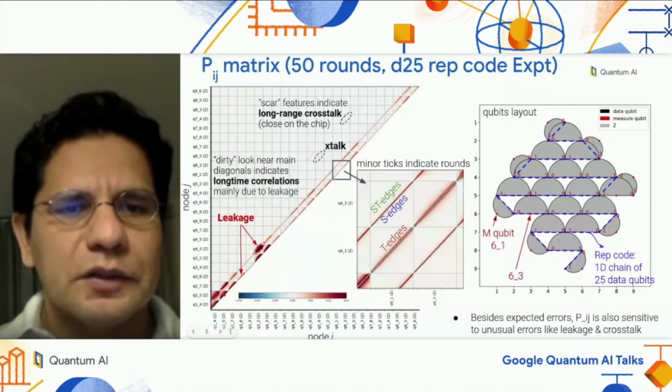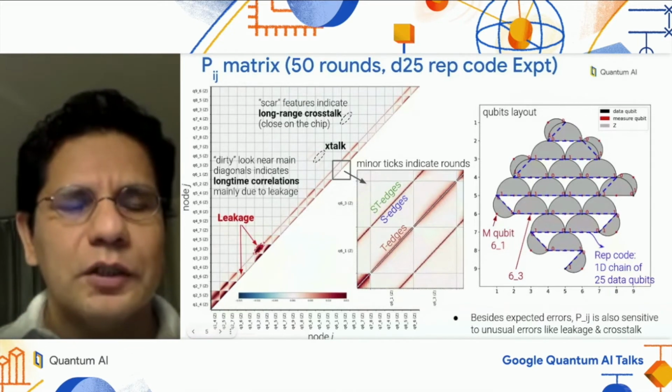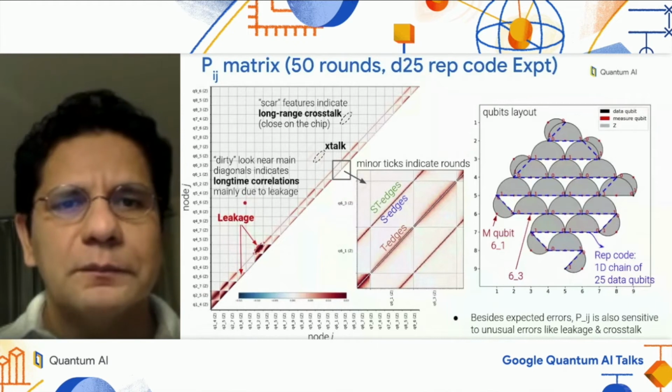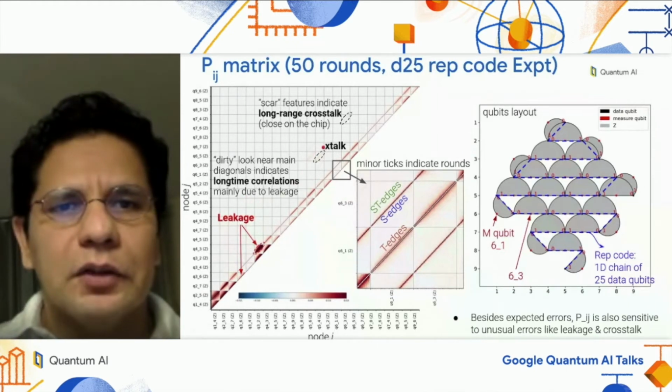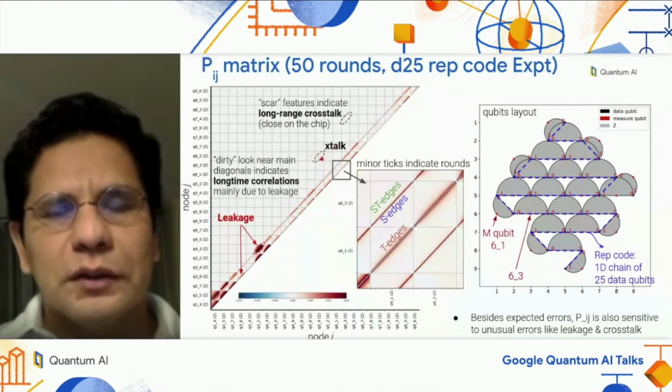For example, these reddish broad features, which indicate the presence of long-time correlations in the detection event data, and this can be attributed to leakage accumulation in the data qubits. Other features are related to crosstalk.